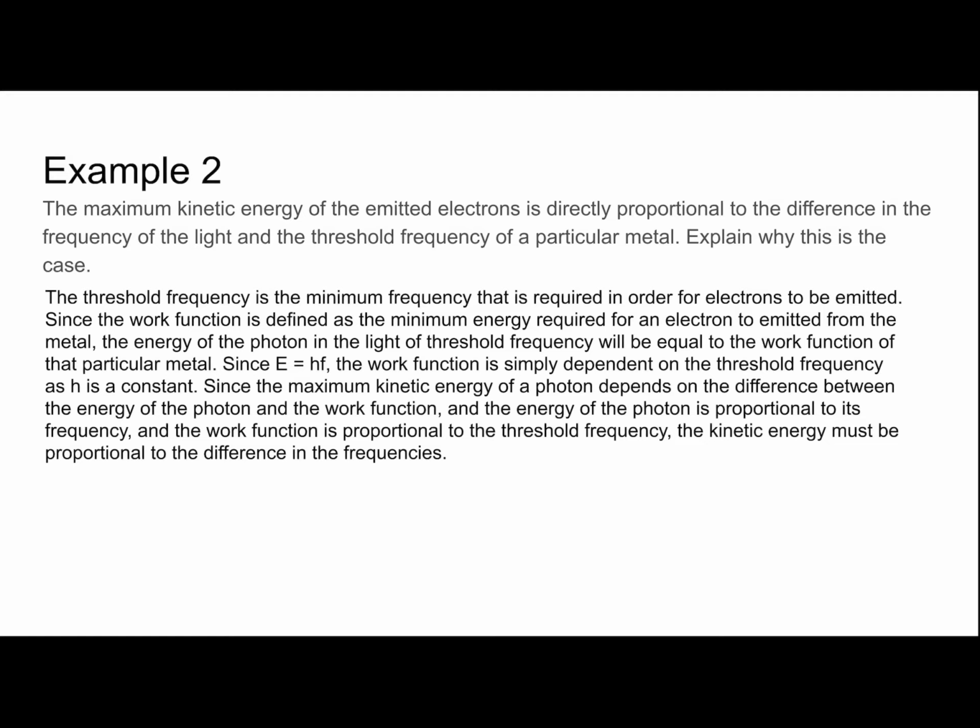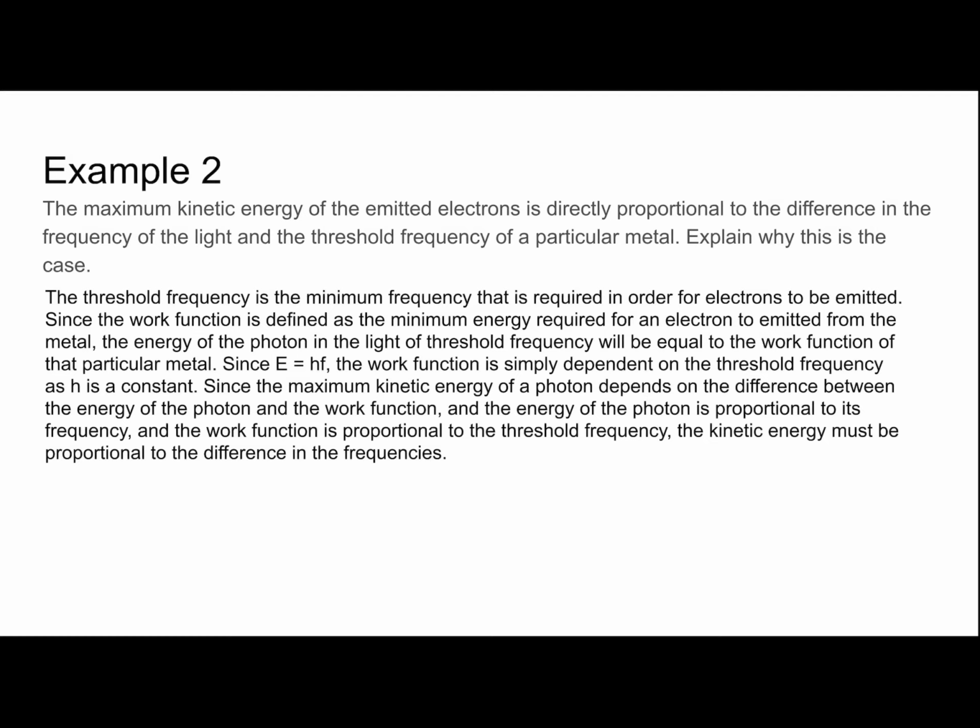So we know the work function is proportional to the threshold frequency, because h is a constant, and the energy of a photon of threshold frequency light corresponds to the work function. That's the energy required to bring the electron to the surface of the metal for a particular metal. Remember that each metal will have a different work function, and therefore each metal will have a different threshold frequency. So because the work function is proportional to the threshold frequency, and the kinetic energy is equal to the difference of the energy of the photon and the work function, the kinetic energy must be proportional to the difference in the frequencies.